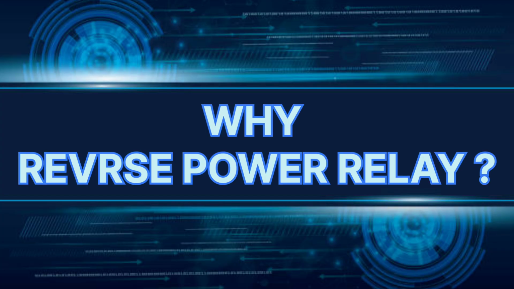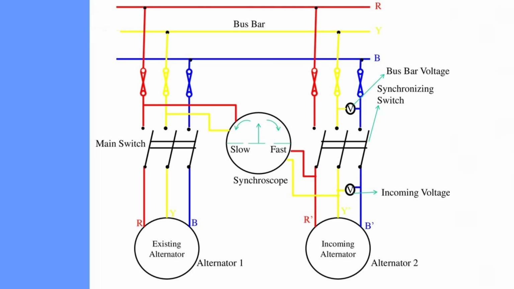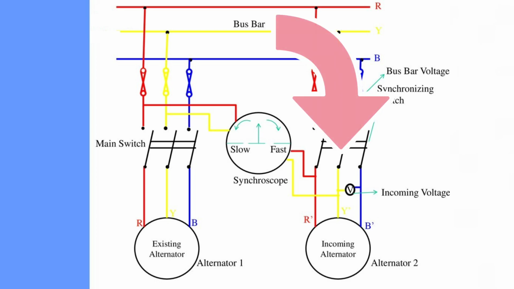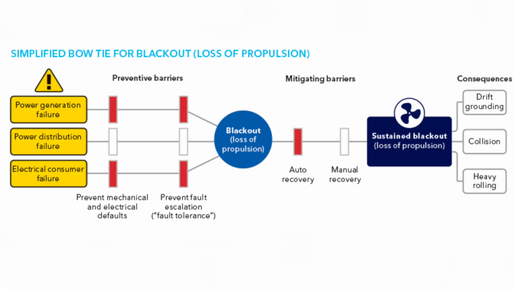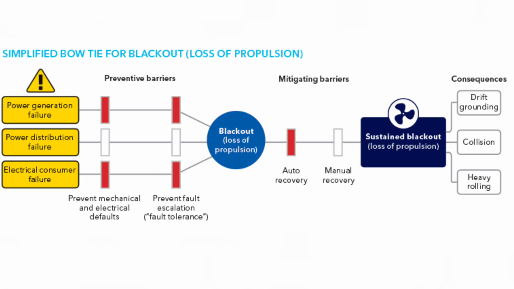Why is reverse power relay important? When multiple power units are running in parallel and a reverse power flow occurs, they may switch to drawing power from the main busbar. This can overload the power supply unit, causing a total power failure or a preferential trip. The faulty unit will continue drawing power from the main busbar, causing a motoring effect.